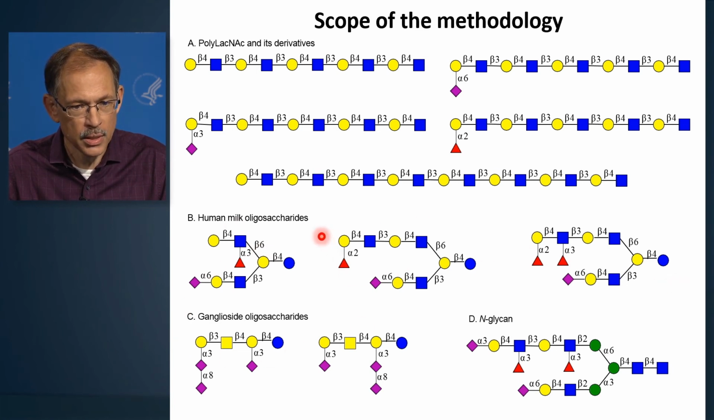We can synthesize gangliosides, and these are, for example, implicated in immune suppression, or we can make N-link glycans that are very common components of glycoproteins. The ability to make all these molecules gives really enormous opportunities to advance glycoscience.